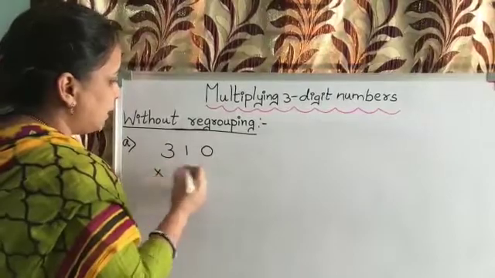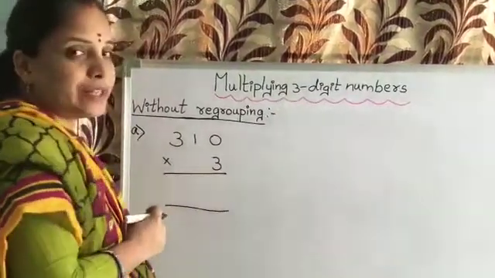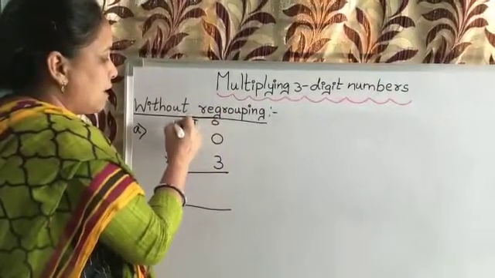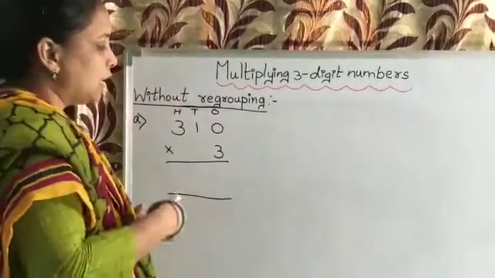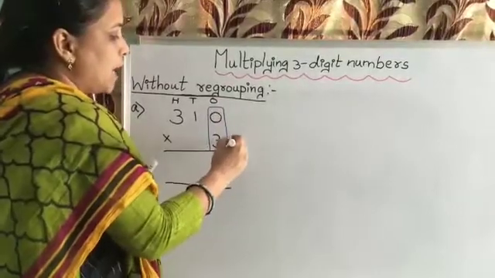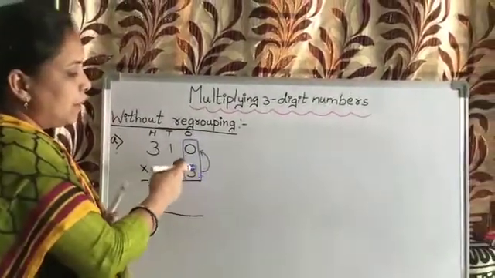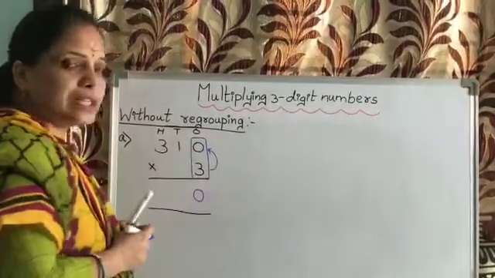310 multiplied by 3. So we should write first place values, ones place, tens place and hundreds place. So first we have to start the multiplication from ones place digit. That is, we have to multiply 3 into 0. Any number multiplied with 0, you will get the answer as 0 only, children.